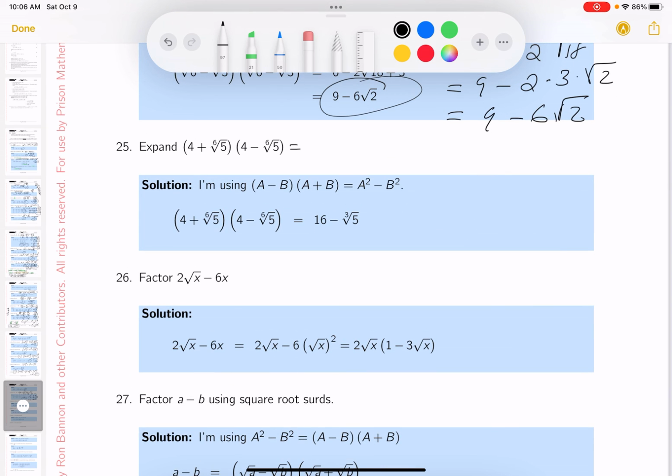There's a pattern to it, though. What do you get? 4 times 4 is 16. Minus, let's be careful, 4 sixth root of 5. Then what do you get? Plus 4 sixth root of 5. Then what do you get? Minus the sixth root of 25.